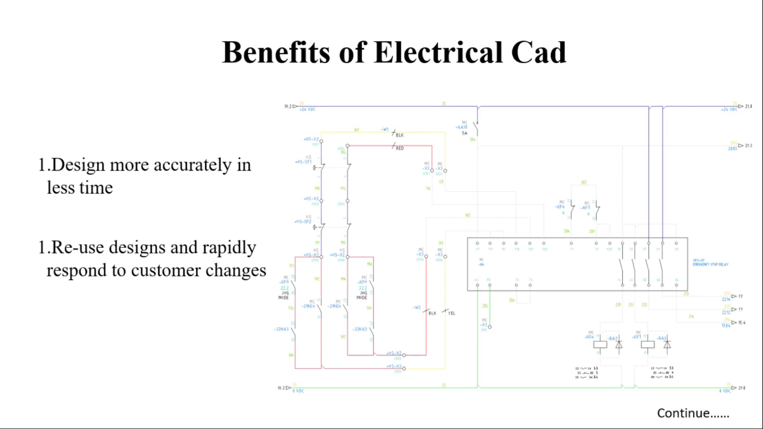What is the benefit of AutoCAD Electrical? Our screen shows an electrical design. When we draw this design in basic AutoCAD, it will take a lot of time and the work will be complex. But when we use AutoCAD Electrical, the design is more accurate in less time, and it's possible to reuse designs and rapidly respond to customer changes.